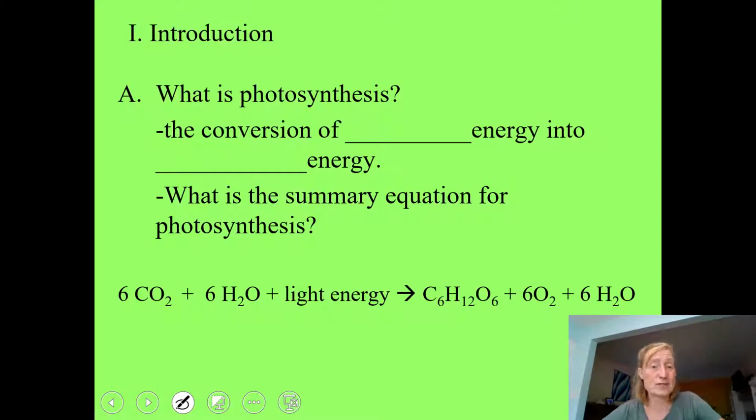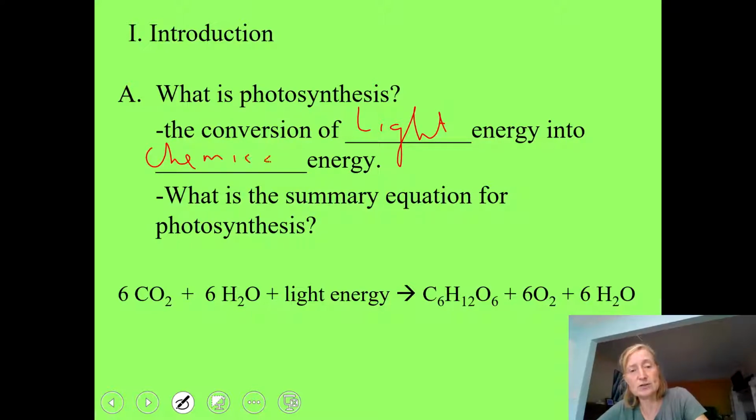So what is photosynthesis? What's the simplest definition? Well, it's the conversion of light energy into chemical energy, or into sugars, right? If we need to summarize photosynthesis, we can do it in one big equation, just like we did with aerobic cellular respiration. Again, this is a summary equation.